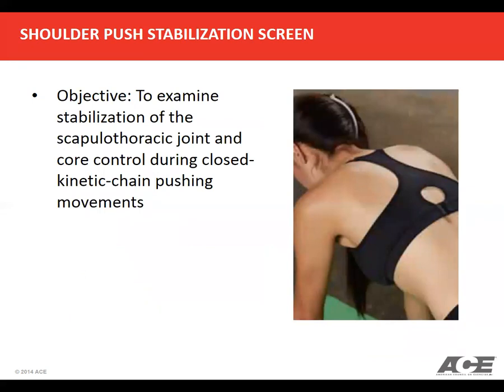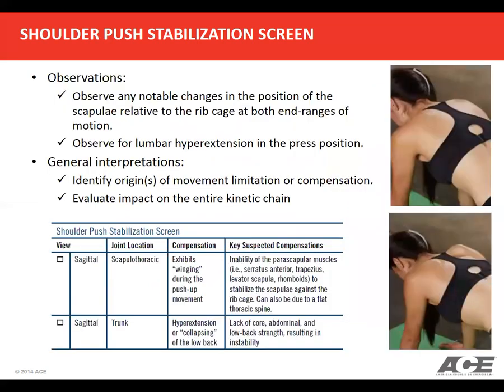Again, shoulder push stabilization screen. Make sure that while you're doing this, you give them good instruction on how to do this. Sometimes winging of the scapula is due to underdevelopment. Sometimes it's because somebody doesn't know how to actually contract those muscles while they're doing a push screen. A lot of times when people push, they really don't stabilize in the back and hold everything tight, and it's just something that over time you learn to do.